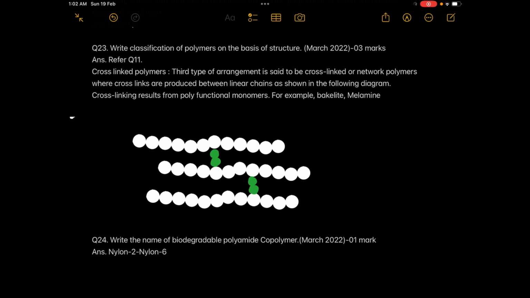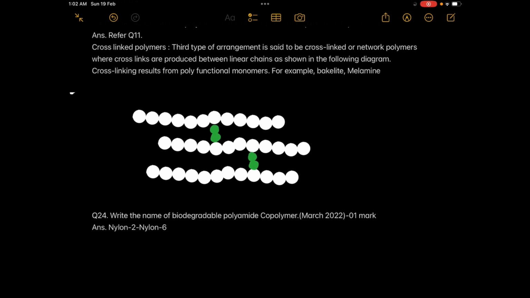Write classification of polymers on the basis of structure. 3 marks question. You can refer question number 11 wherein we discussed linear polymers. We discussed branch polymers, and the third one is cross-linked polymers, which I have written over here. That is cross-linked or network polymers where we are having cross-links between linear chains. It's shown in the diagram wherein we are having the green colored ones which are forming the cross-links. Here the cross-linking will result in polyfunctional monomers, and we can be having the examples as bakelite and melamine.